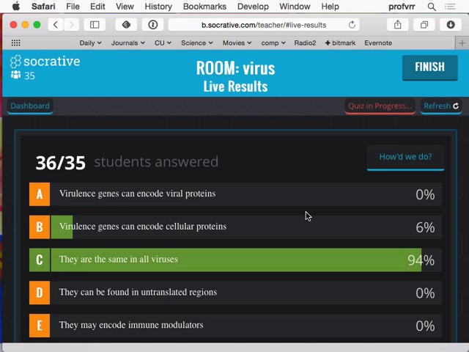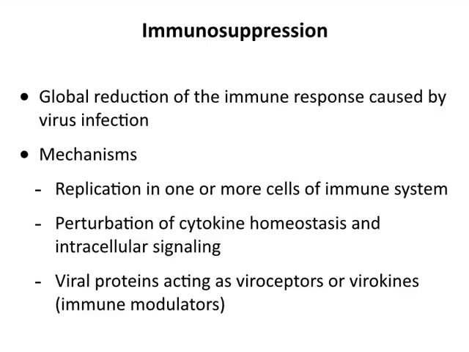Some of you said that B was wrong, but cellular genes can encode virulence determinants, and one of the examples I gave you of that was the TRIM5 gene regulating HIV infection of monkeys. Now, another way that viruses can be virulent, they can cause immunosuppression. And this is something we'll come back to when we talk about HIV. They can globally reduce the immune response while they're infecting. And this happens when they replicate in some cells of the immune system. They can disturb cytokine production or cytokine signaling. And the production of viroceptors or virokines, these mimics of cytokines and cytokine receptors, can cause immunosuppression as well.